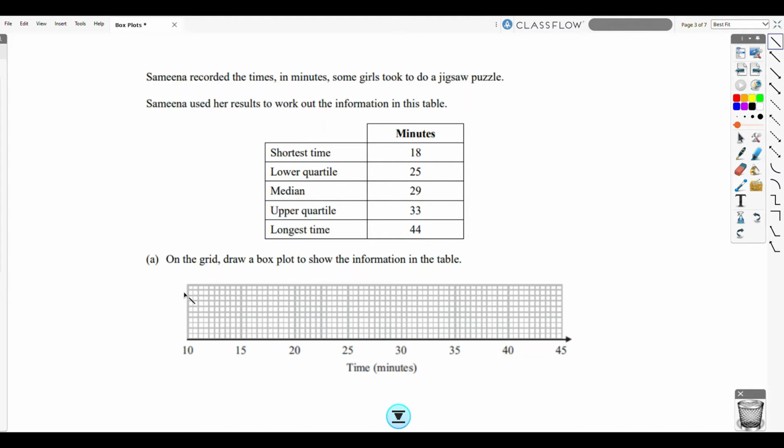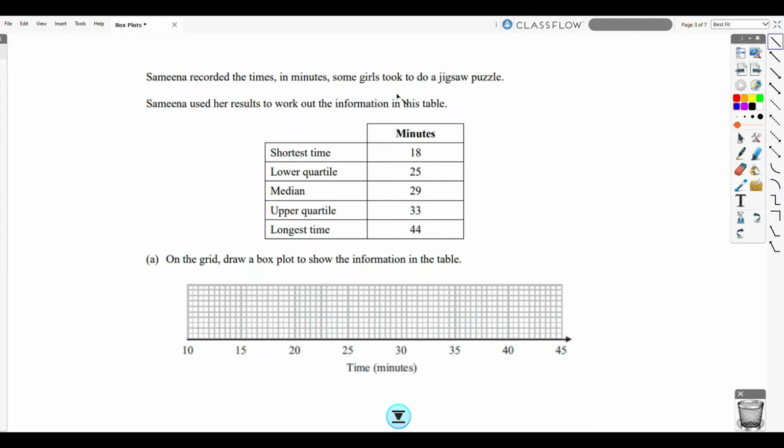So this time we're given the maximum, minimum, and we're given all 3 quartiles, so you don't need to work any of them out. We're given a scale, so once again, this time we're looking at time in minutes, and we're given the scale here. If not given a scale, try and pick a scale where you don't have to go between boxes when sketching all your values.